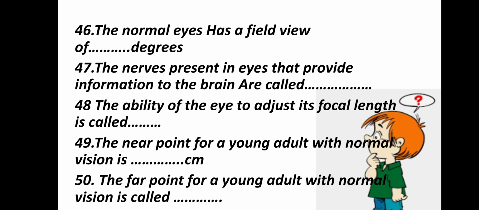Question number 46. The normal eye has a field of view of 180 degrees, right to left, left to right, 180 degrees. Question number 47. The nerves present in the eyes that provide information to the brain are called optic nerves. The ability of the eye to adjust its focal length is called power of accommodation.